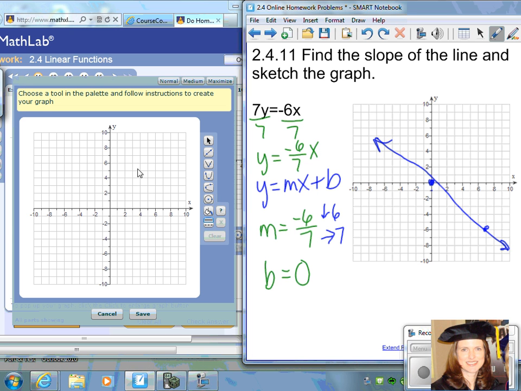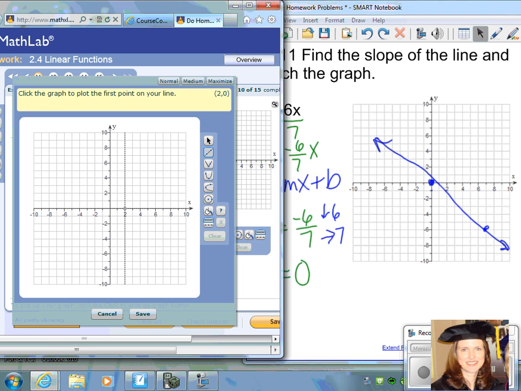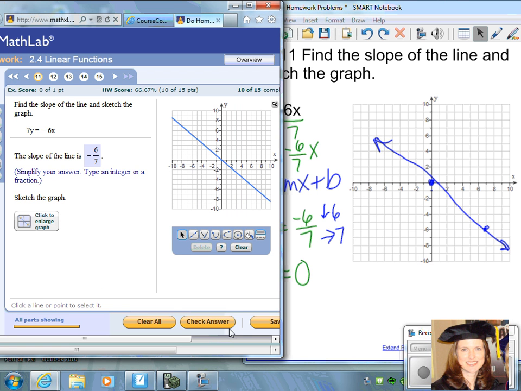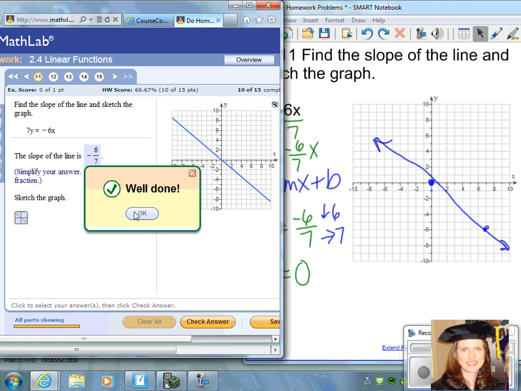On the calculator, the homework, choose the line tool, start plotting a point at 0, 0, and then we're going to move down 1, 2, 3, 4, 5, 6, and to the right 1, 2, 3, 4, 5, 6, 7, and plot your other point. You should see the line going through the origin because the y-intercept is 0. And check your answer. Well done.